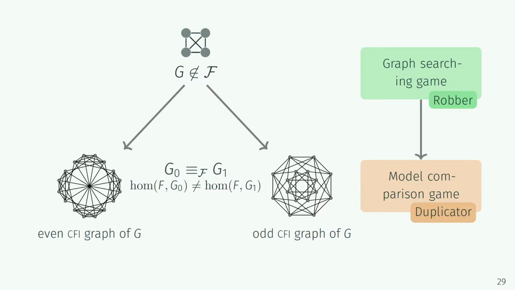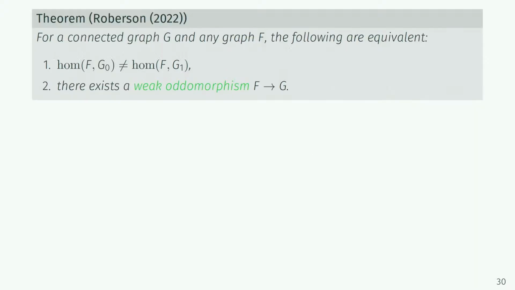Now, we can use these in more general cases, even if we don't have access to these games, by using something that is called a weak automorphism. This is a certain type of homomorphism that was defined for the purpose of this theorem. So what does the theorem tell us? If we take a connected graph G, this is the graph that is outside of our class, and some other graph F, then the following are equivalent. The two CFI graphs have a different number of homomorphisms from F if and only if there's a weak automorphism from F to G. A weak automorphism is a homomorphism satisfying some further constraints.